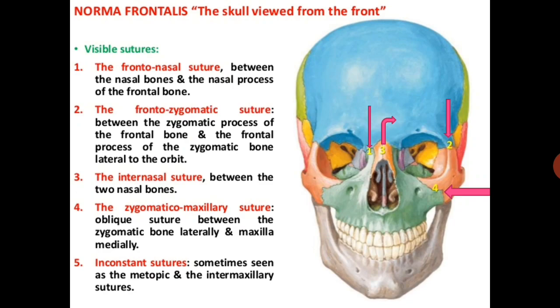Then the internasal suture, the third arrow, is between the two nasal bones. Fourth is the zygomaticomaxillary suture. The fourth arrow shows the oblique suture that lies between the zygomatic bone and the maxilla. Then some inconstant sutures are present: the metopic suture, which is present between the two halves of the frontal bone, and the intermaxillary suture. So these are the sutures located in the Norma frontalis.